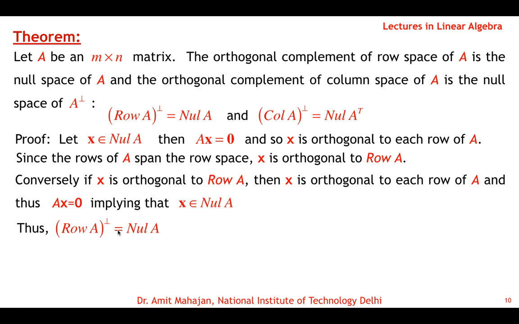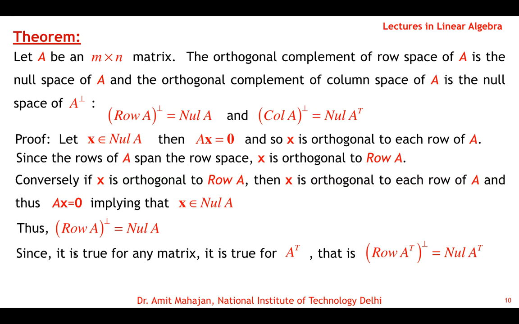Now this first statement is true for any matrix A, so it must be true for the A transpose matrix. Since it is true for any matrix, I can put A transpose here, and it will be satisfied. So row space of A transpose, perpendicular, must be equal to null space of A transpose.